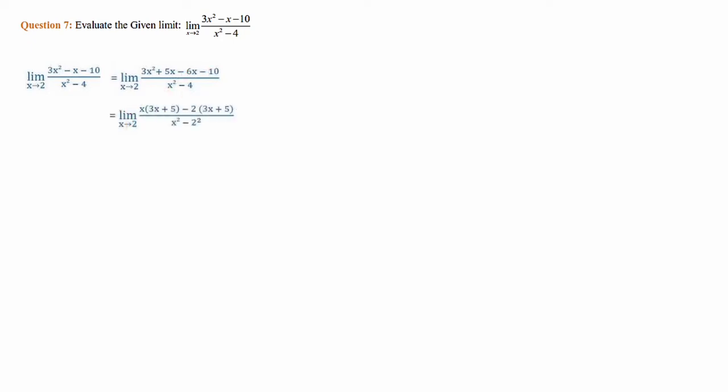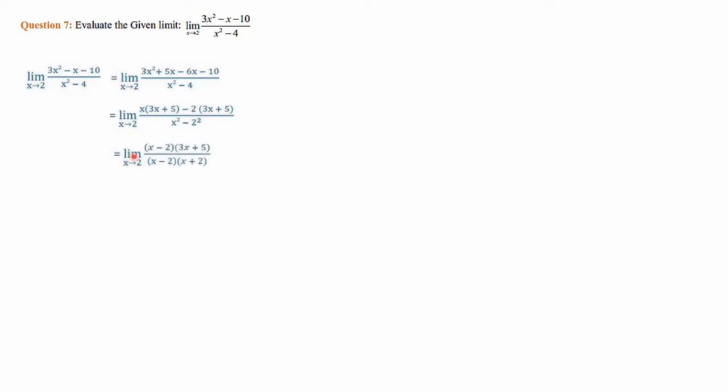Limit x tends to 2. From here let's take x common. If you take x common, 3x plus 5 minus; from these two terms we have 2 common, so let's take out minus 2. Taking out means here 6 divided by 2 is 3, so 3x, then 10 divided by 2 is 5. So 3x plus 5 divided by a square minus b square format. We have to change the denominator, that is x square minus 2 square.